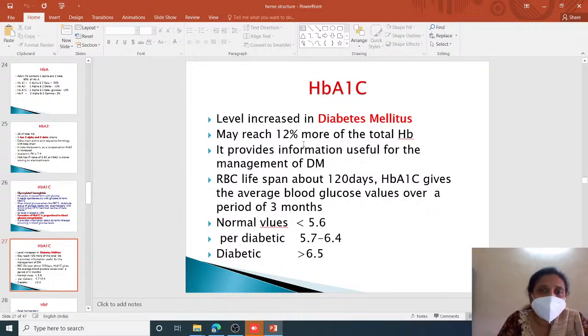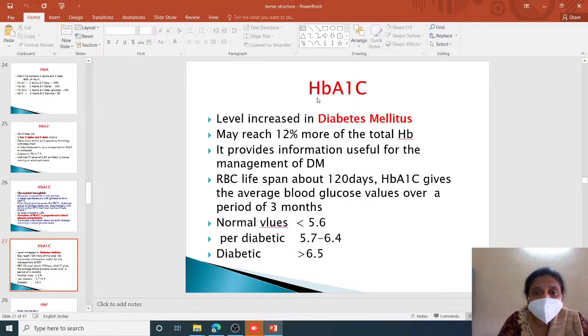Normally HbA1c should be less than 5%, sometimes it may reach up to 12% of the total hemoglobin. And estimation of HbA1c provides us information useful for management of diabetes mellitus. See here, after prescribing the proper drugs, how the patient's blood glucose levels have been maintained. So estimation of HbA1c gives us the information about the management of diabetes mellitus.